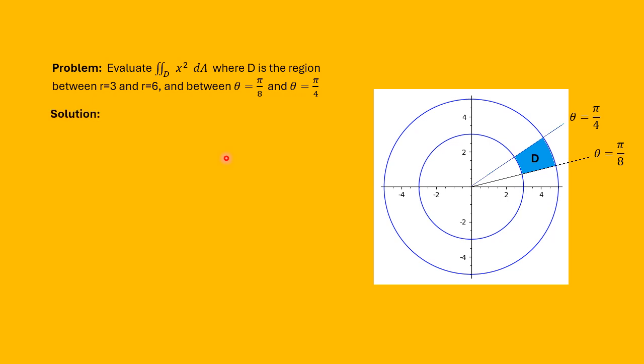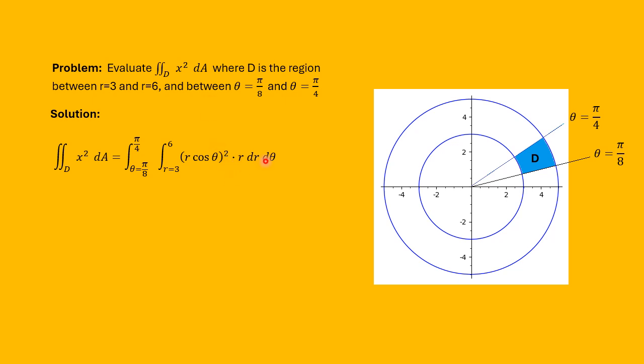So then our solution, the double integral over D of x squared dA, is going to be what? Well, theta goes from pi over 8 to pi over 4, and then for each value of theta in that range, r goes from 3 to 6. So the inner integral, r equals 3 to 6. X, remember, in polar coordinates is r cosine theta, so x squared is r cosine theta quantity squared. The dA is replaced by r dr d theta.